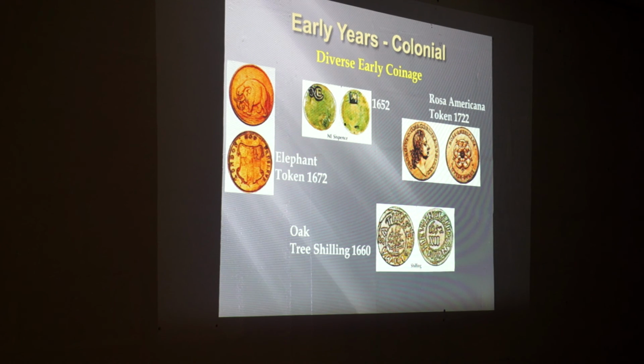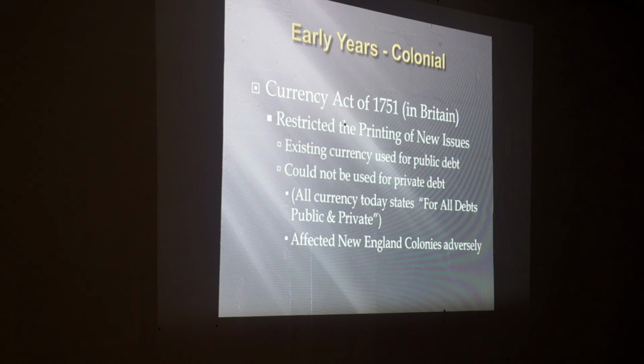Early years, some of the early coinage, the any sixpence, 1652, elephant token, 1672, which we do have one of those in the collection, Rosa Americana token from 1722, and the oak tree shilling from 1660. So, beautiful coins of their time, and again, this is circulating currency as tokens during the time. I think the elephant tokens were 1694, actually.